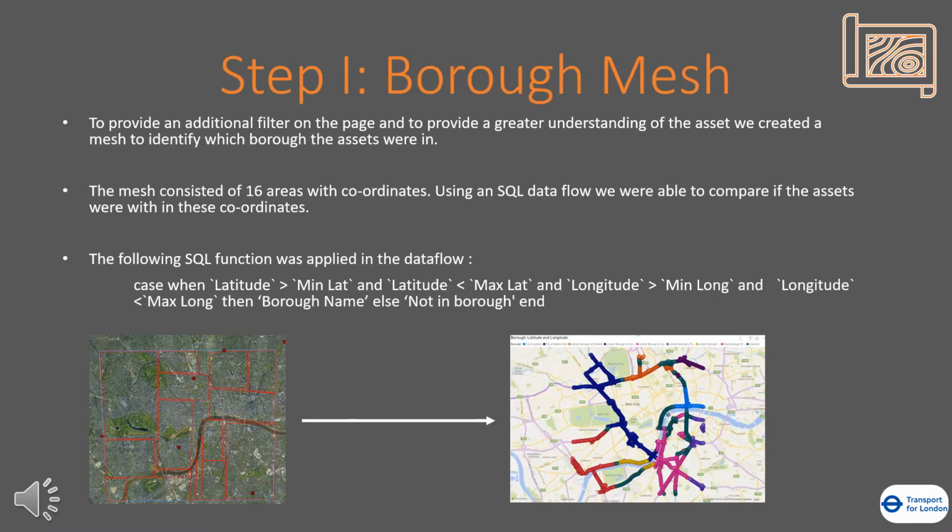So the first step we wanted to undertake was the borough mesh. We wanted to provide more information on where the asset was located. So to do this, we needed to create a mesh which consisted of multiple sections within a borough, and then each one of these sections had coordinates. So what we did is we created a SQL data flow, and then using the SQL function, which you can see in front of you, we were able to identify which asset was inside which borough. And then the output you can see on the bottom right, and then the mesh you can see on the bottom left.